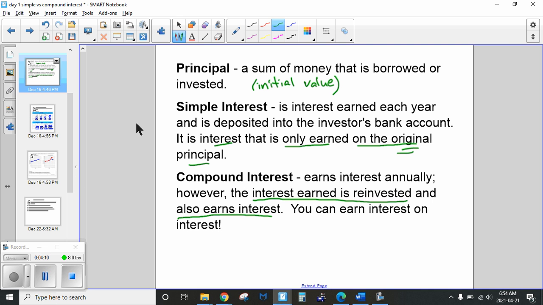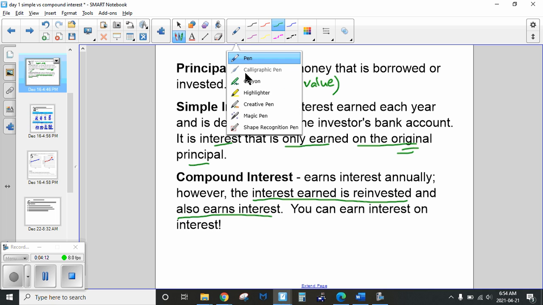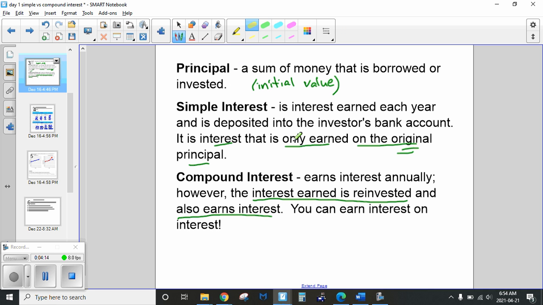Okay, so simple interest, interest earned only on the principal. Compound interest, the interest earned is reinvested and also earns interest. So I'm repeating that just because it's the important takeaway from these slides. And the principal is the initial amount.